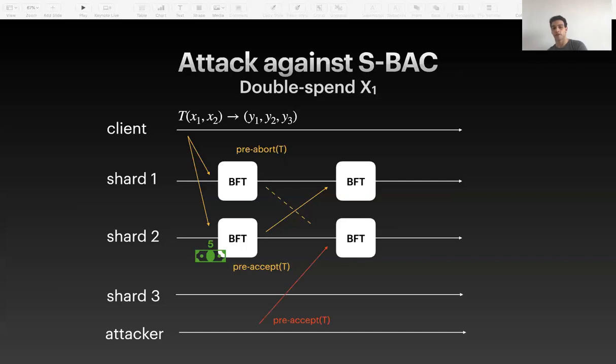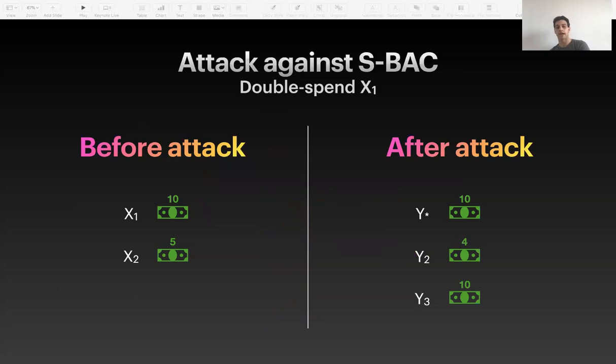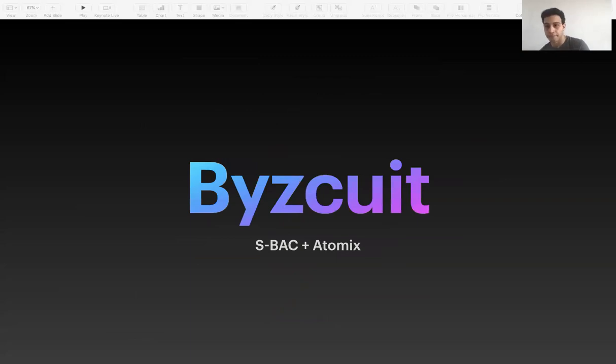However, now the attacker replaces shard 1 by sending the pre-recorded pre-accept message from before to shard 2. Then shard 2 is fooled into believing that shard 1 sent a pre-accept message, and since it itself sends a pre-accept message, it sends accept to shard 3, which creates the output object y3. And then shard 1 may still send abort, but that doesn't matter much. So here is the outcome. Before, the attacker had 15 coins, x1 and x2. And now, as a result, it has 24 coins, y star, y2, and y3. So this is one of the possible attacks that can happen.